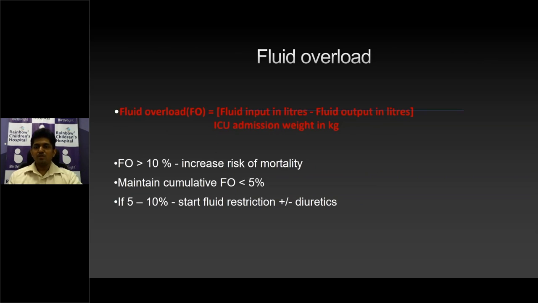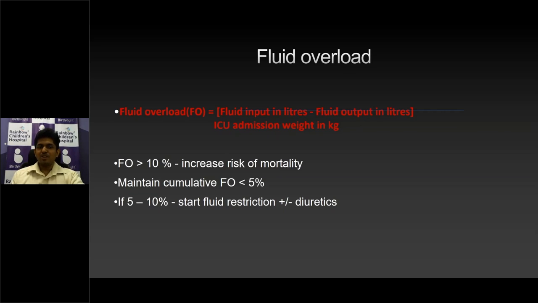Coming to fluid overload, why is it important to identify fluid overload? Because fluid overload of more than 5%, meaning 50 ml per kg, can amount to a risk of mortality. So we have to limit the fluid overload to less than 5% in any child. In a child with normally functioning kidneys and normal physiology, the kidneys will excrete the fluid.